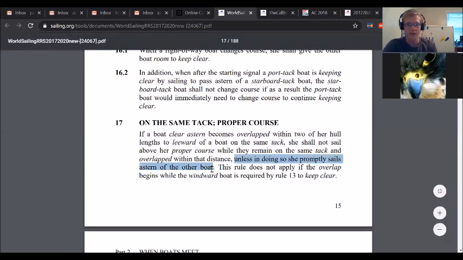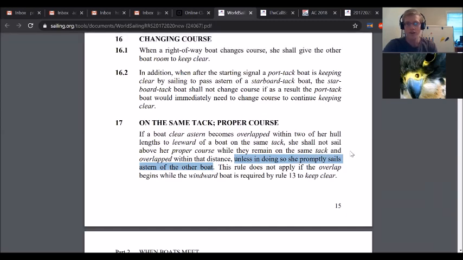Now, let's look at this phrase here. So, unless in doing so, she promptly sails astern of the other boat. So, what does that mean? Why does that matter, right? So, let's imagine a situation where we are sailing and maybe a boat has just tacked right here, right? So, we've probably seen that situation before. So in this situation, we talk about sailing in clean air. If we're the blue boat and we don't have to be heading right here, if we're just trying to get up the course, we know we don't want to sail in bad air. So we want to tack out and not be sailing in this yellow boat's bad air.